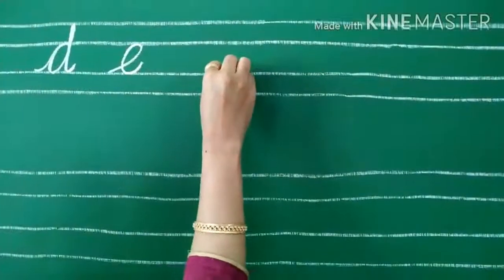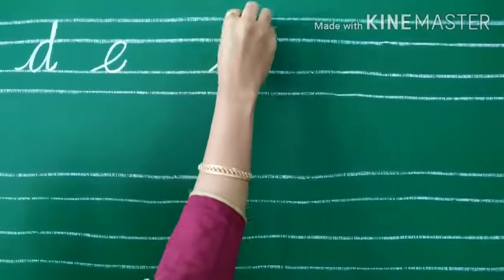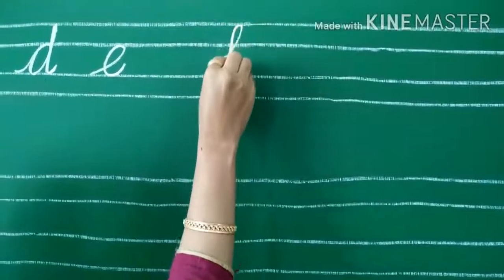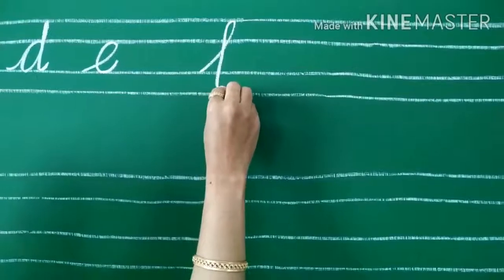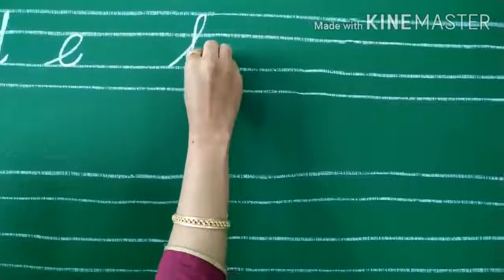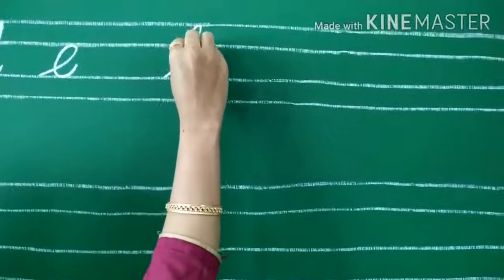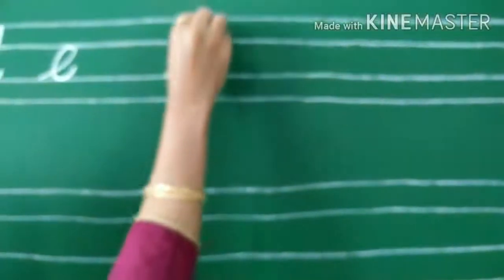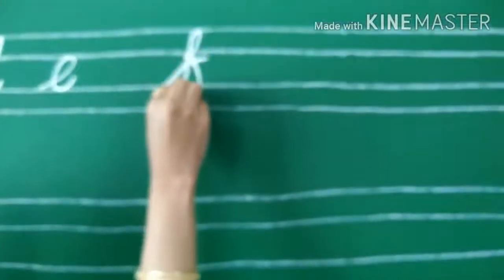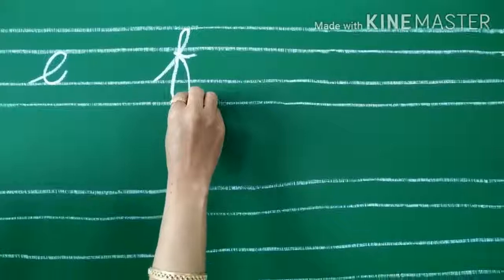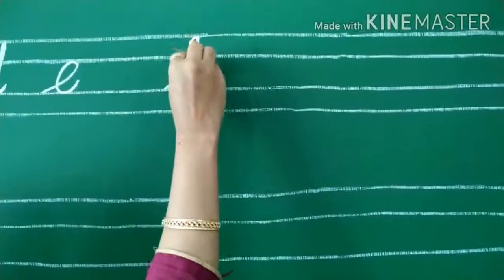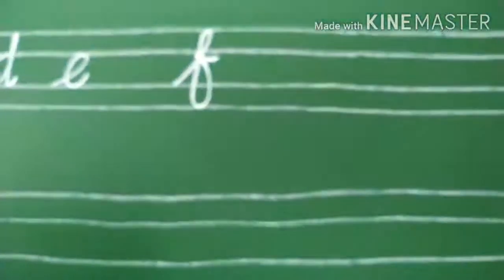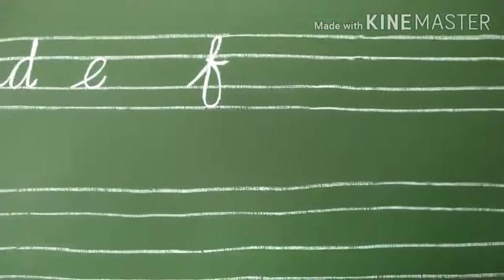To write F, draw a slanting line, put a knot, again draw a line touching the fourth line and draw a knot ends with a curve. Yes, draw a slanting line, put a knot, again draw a line touching the fourth line and put a knot ends with a curve. Small f. What comes after f?